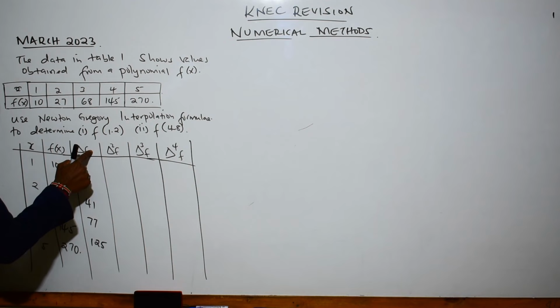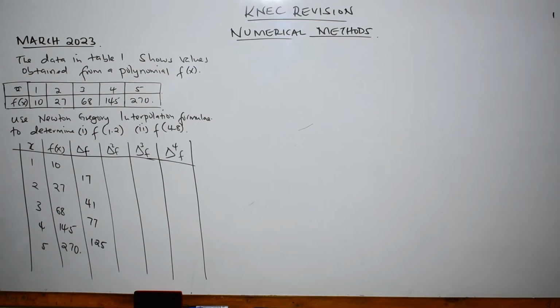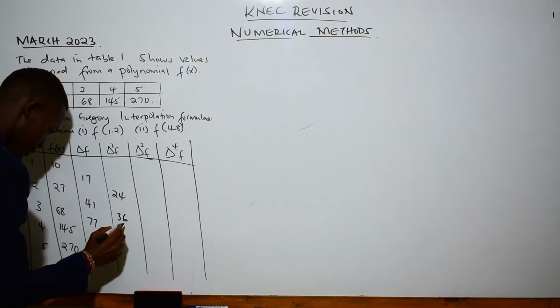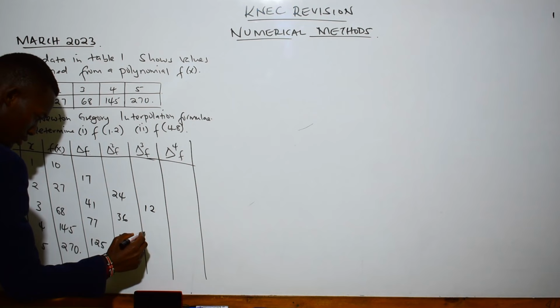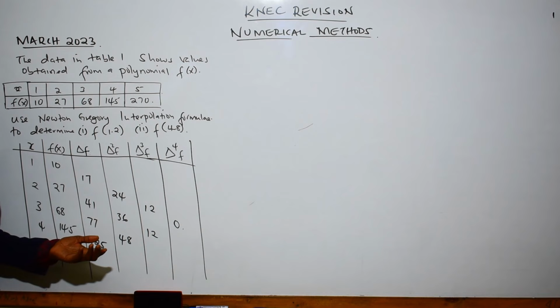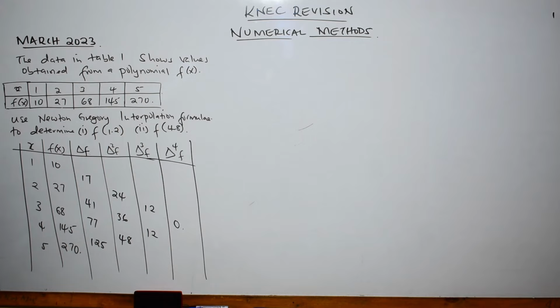Now we get our second difference. That is 41 minus 17, which gives us 24. Then 77 minus 41, that gives you 36. Then you have 125, you subtract 77, it gives you 48. Then subtracting 36 minus 24, that gives you 12. Then this one also will give you 12. Then this minus that will give you 0. Now this is a very good set of data. So having a value here being 0, then you have a very good set of data.